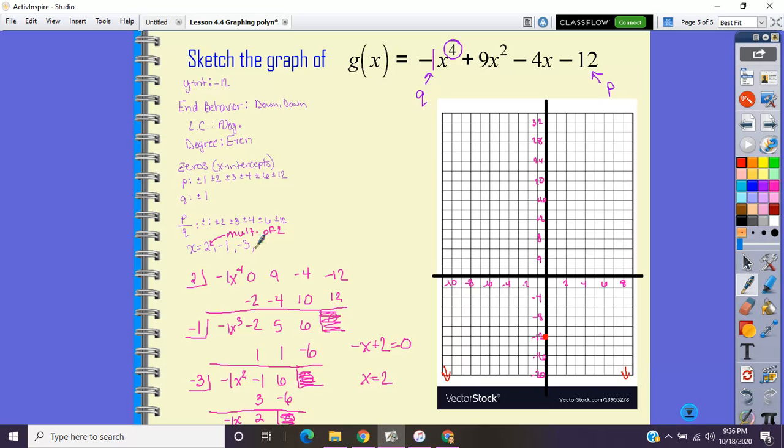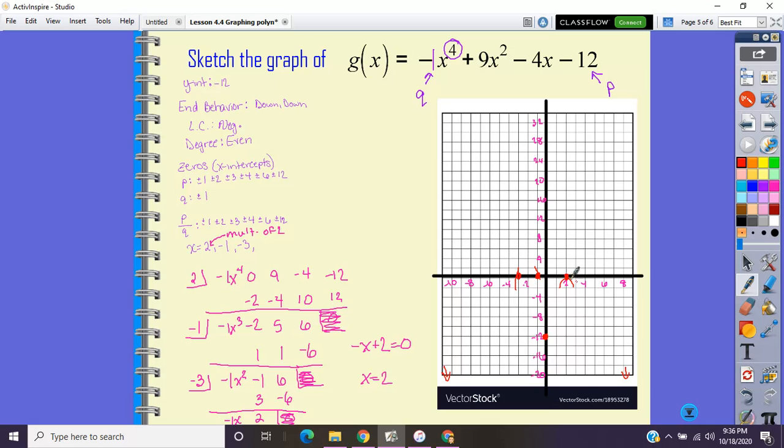All right. My zeros, I have a 0 at 2, -1, and -3. That means these two have an odd multiplicity. So since I'm starting down, I know this is going to kind of go up through that one and come back down through this one. And since this one has an even multiplicity, it's going to bounce. Now, that's not an exact graph, but it's pretty close.